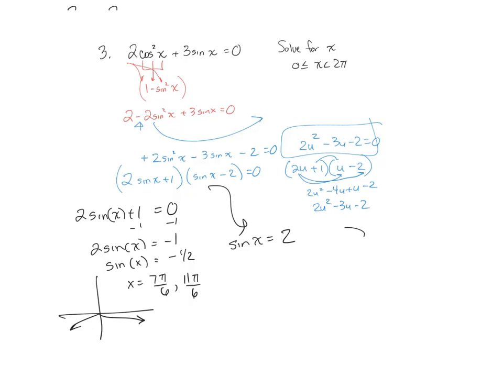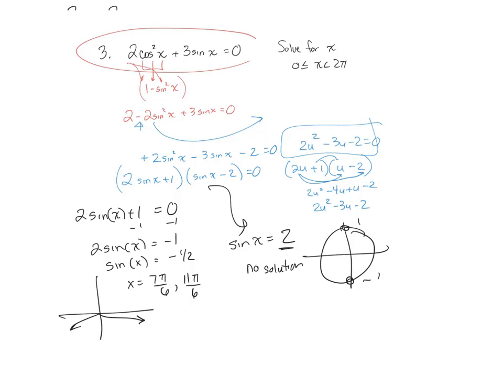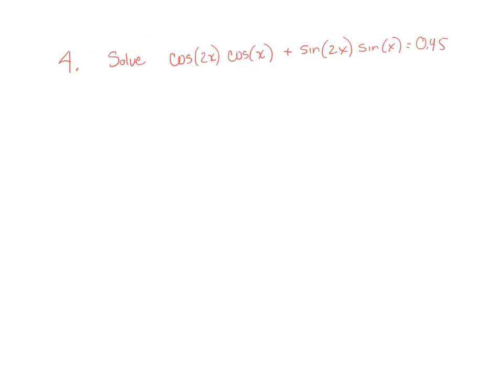Now remember, sine is your y value, and it's going to bounce around between -1 and 1. It never equals 2. So this one has no solution. Therefore, for this equation right here, the only solutions between 0 and 2 pi are x equals 7 pi over 6 and 11 pi over 6.